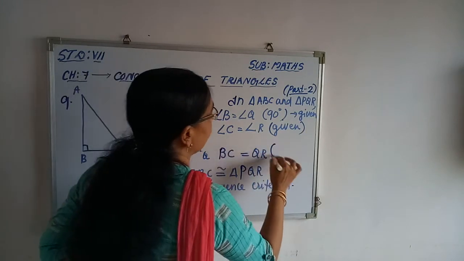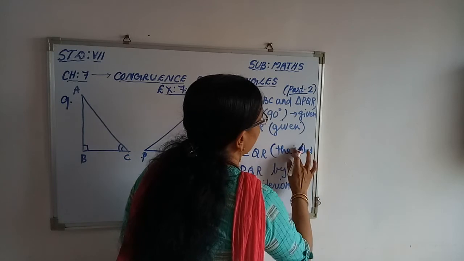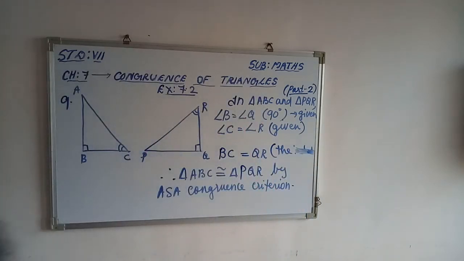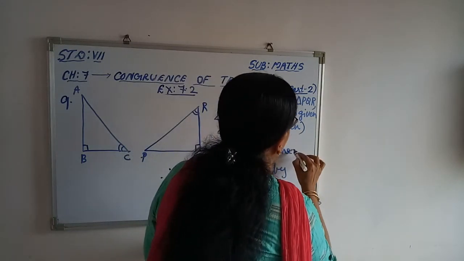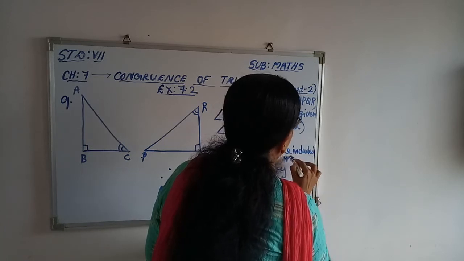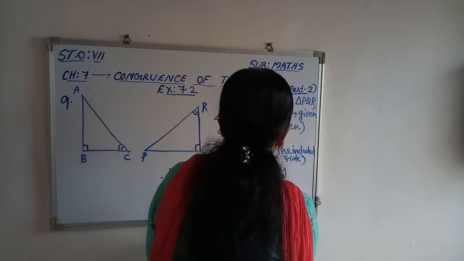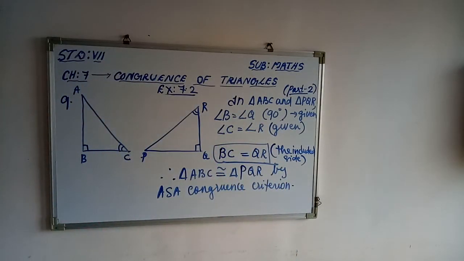Here it is what? The included side. The included side between the two angles. The included side. So this is the corresponding part, that to be congruent.